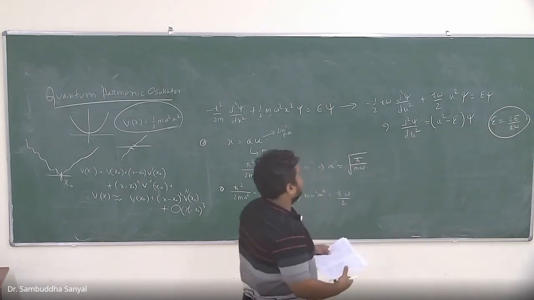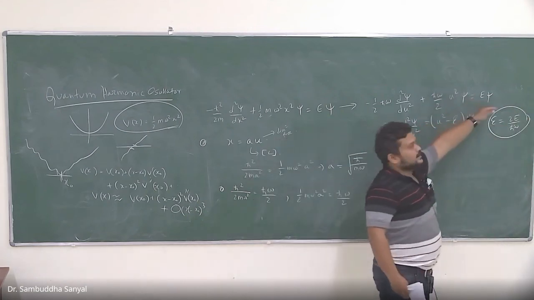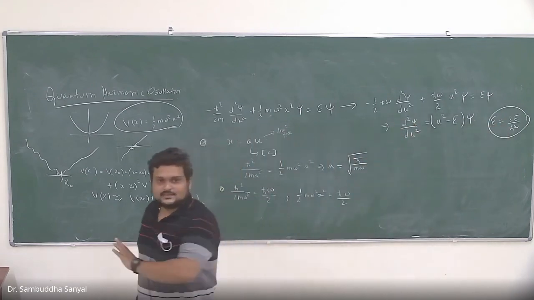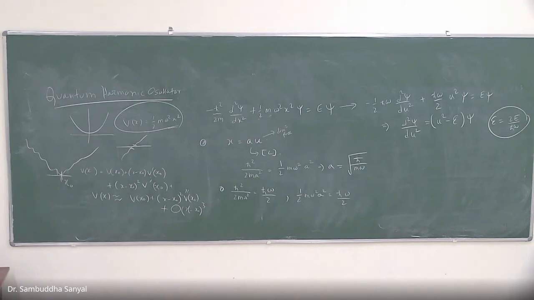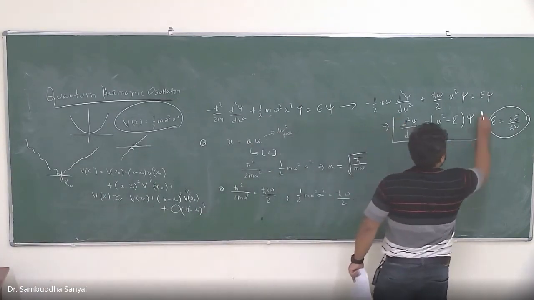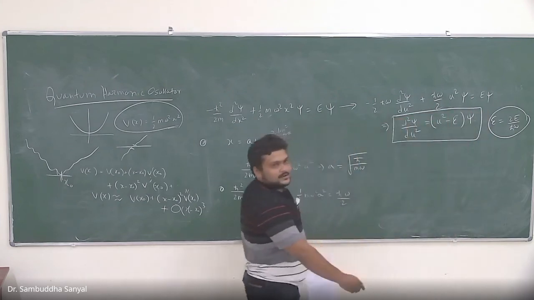Okay, what did I do? I just took that 2 here, divided by h bar omega, called it epsilon and cleaned up the equation. Just the same exercise which we did before. Okay? So this is a unit-free differential equation of the quantum harmonic oscillator.